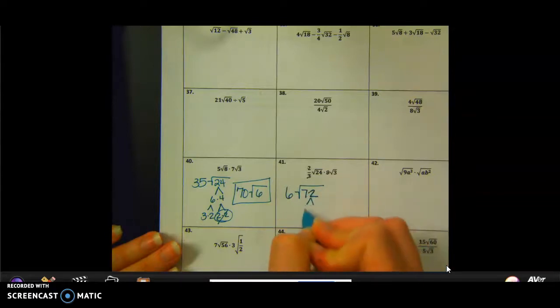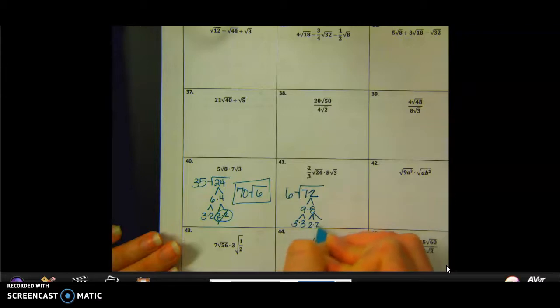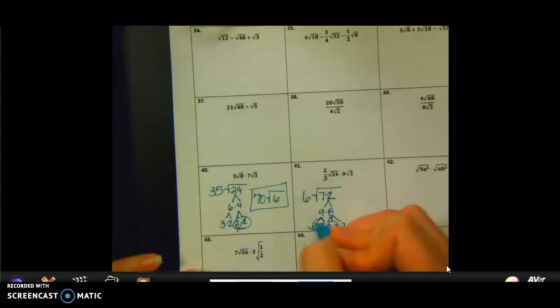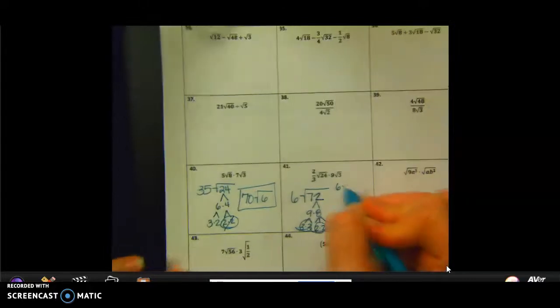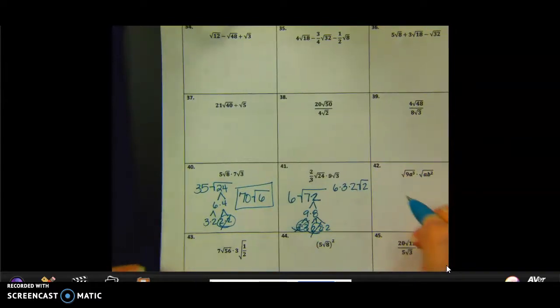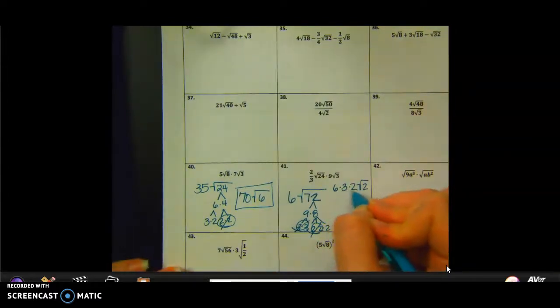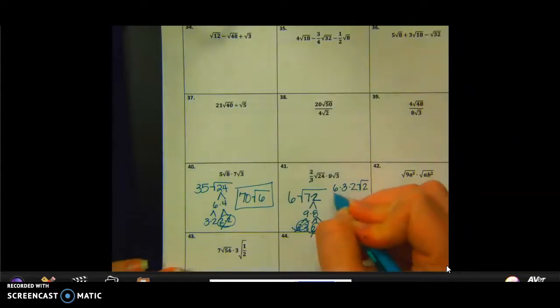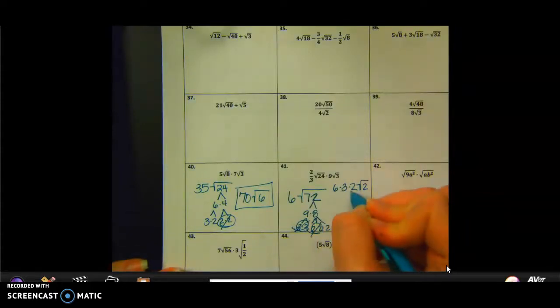Now I'm going to break that down into 9 times 8. 9 breaks down into 3 times 3. 8 breaks down into 2 times 2 times 2. I have a pair of 3's and a pair of 2's. This 3 comes out. There's already a 6 out. And then this 2 comes out. And then I have square root of 2 left over. So 6 times 3 times 2 is the same thing as doing 6, because 3 times 2 is 6, times 6, which is 36, square root of 2.